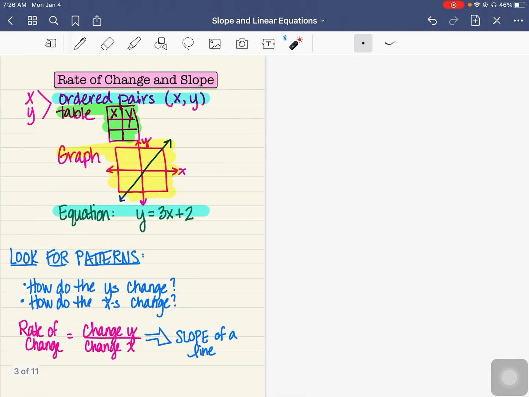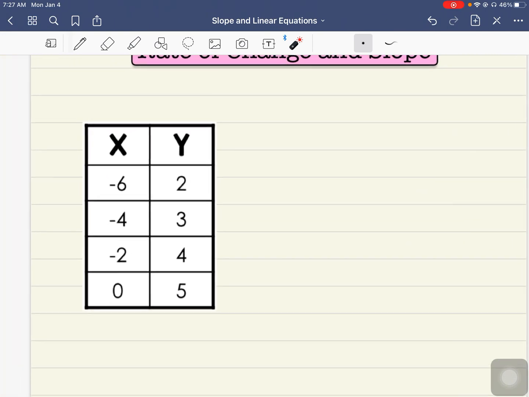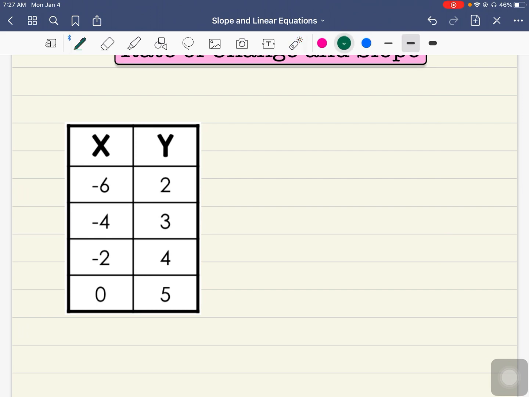All right, so let's look at our first example. Our first example is in table form. Okay, so this is in table form. Look at that first.